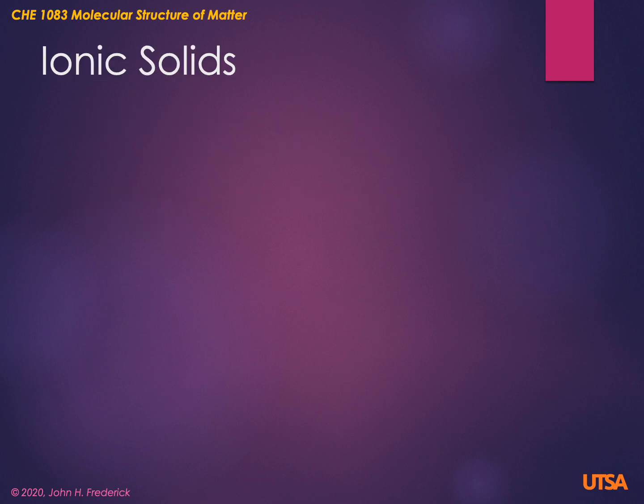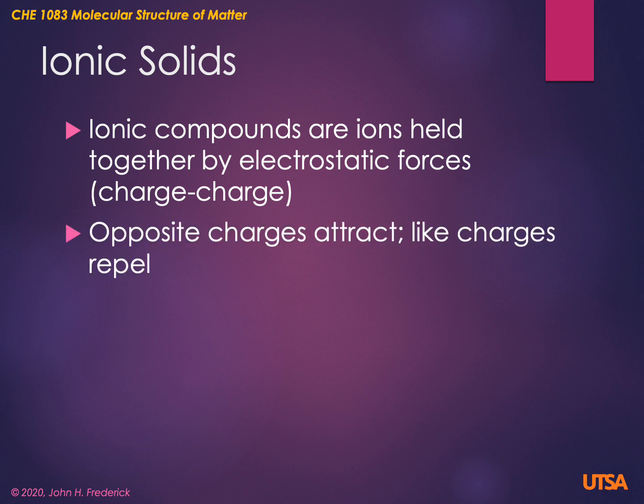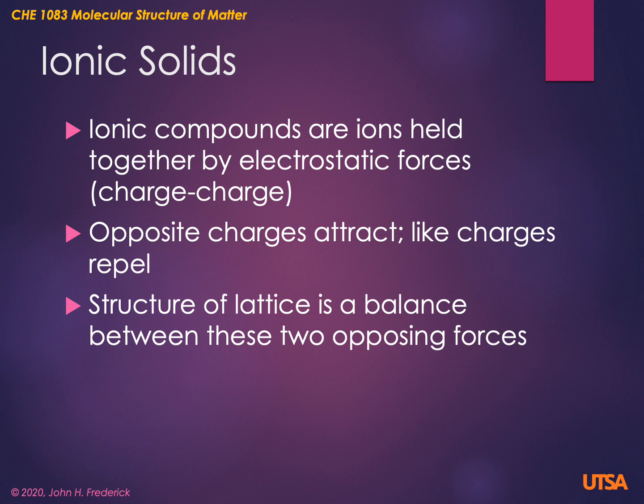Ionic solids are basically the ordered solids that come from ionic compounds. And you'll recall that ionic compounds are simply ions that are held together by electrostatic forces. That is the charge-charge attraction that comes from Coulomb's law. Opposite charges attract and like charges repel. We have ions of all kinds, so that means the structure of the lattice is going to be a balance between the attractive forces on the one hand and the repulsive forces on the other.